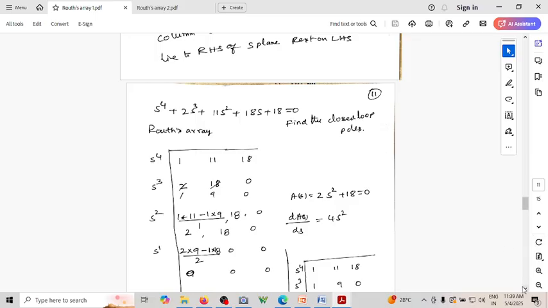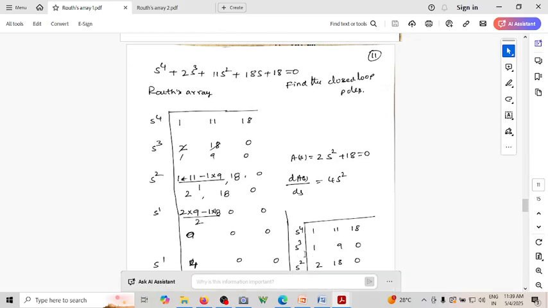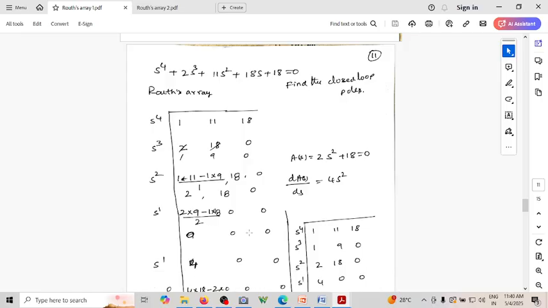Upon writing the Routh array, it is interesting to see you have a 0, 0, 0 element coming. Whenever you have a 0, 0, 0 element, you have to take the auxiliary equation. The auxiliary equation is this: you have 2, 18 and 0 as the elements. These are the coefficients of alternate powers of s. Here it is of s square, and this is of s power 0. So it is 2s square plus 18 equal to 0.